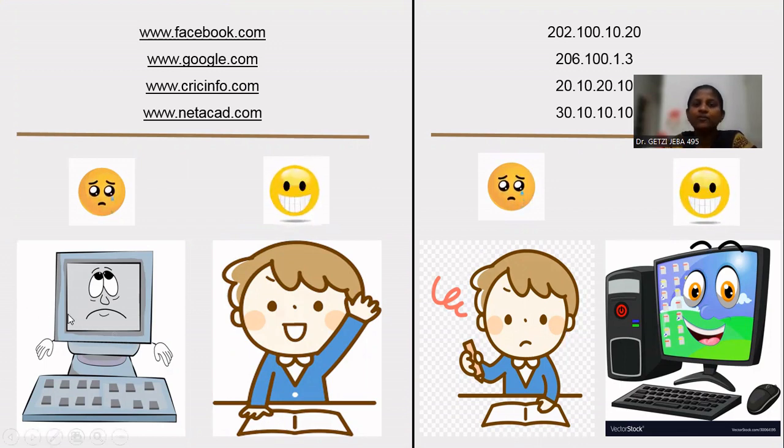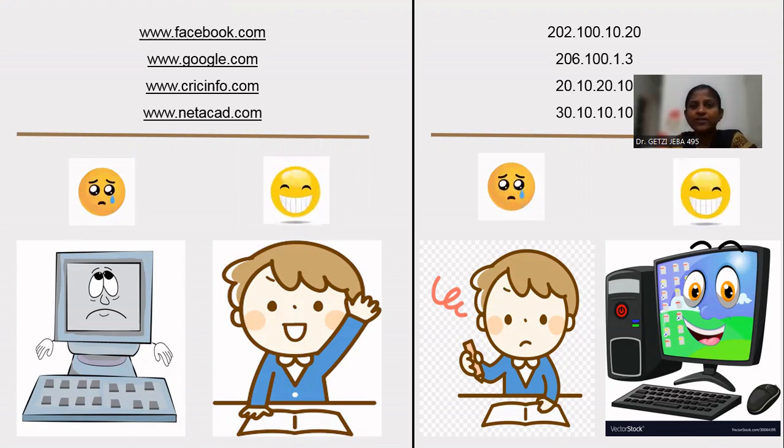Whenever you type facebook.com, google.com, or alphabet-like names, your computer will be sad, as you see here in the screen. But when you give numbers, your computer will be very happy to identify it and do the process very quickly. So now you see there was a gap. We humans cannot remember numbers, but computers are comfortable with numbers. So who is helping us?